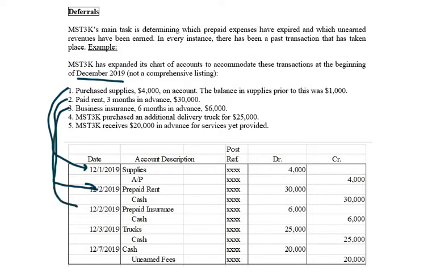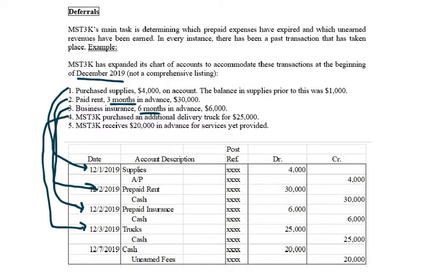Also business insurance, good idea, right? So they're insuring their assets. So prepaid insurance, debit, cash credit for the $6,000. Again, this is for 6 months. Periods of time are important because that's going to influence what our adjusting entries ultimately look like. Number four, they purchased an additional delivery truck for $25,000. So trucks, debit, cash credit. So in other words, they have 11 trucks now, a total of $275,000 on hand, which we'll talk about momentarily.